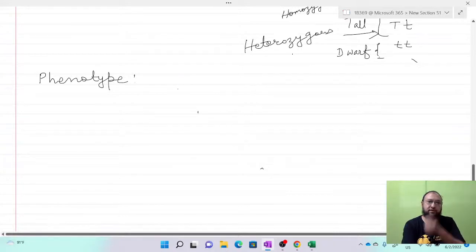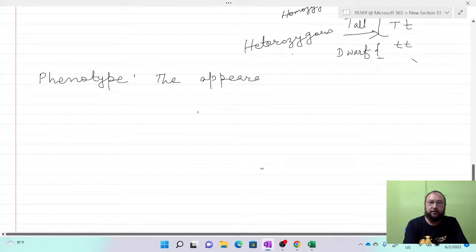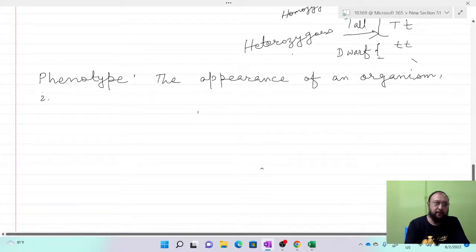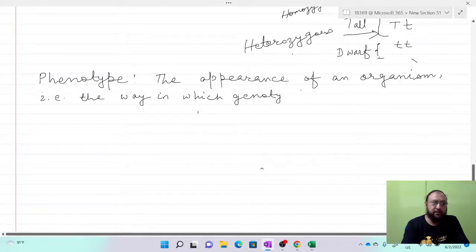The appearance of an organism, that is the way in which genotype is expressed. Okay, how the genotype is going to express.